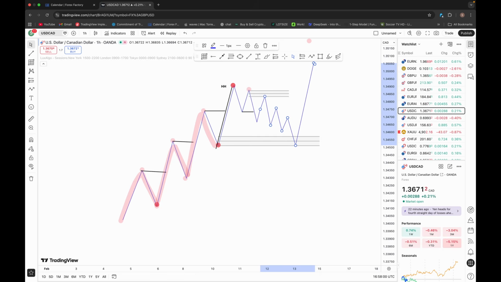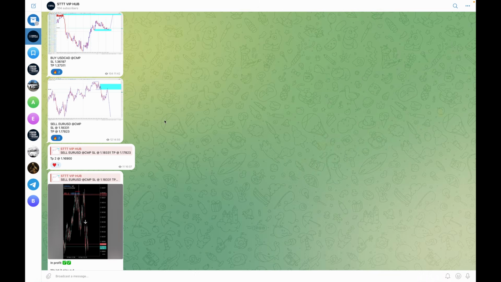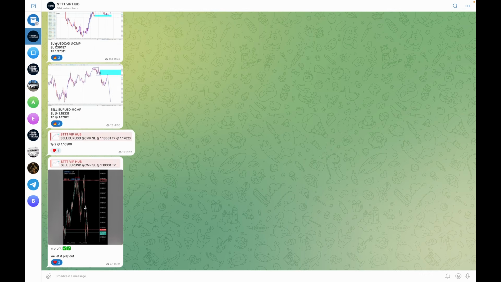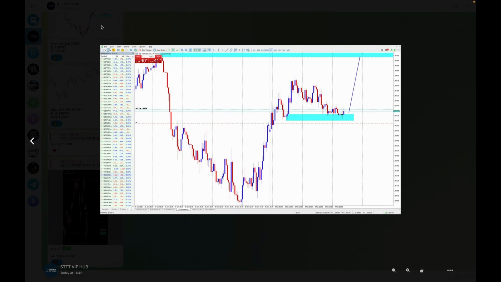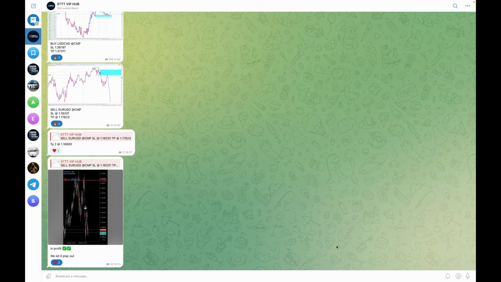I'm going to show you some examples of trades that we actually took today. I sent this out to my VIP channel and also gave it out to our public channel. As you can see, we gave USD CAD, so I'm going to start off with USD CAD. This is what we had, a very simple structure. I'll take you to the charts and explain why I gave out the signal. We bought at this area, so we'll start off with that.